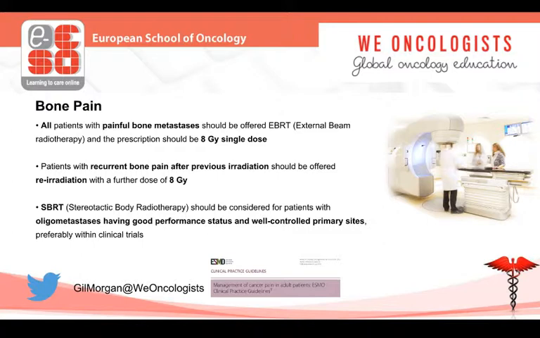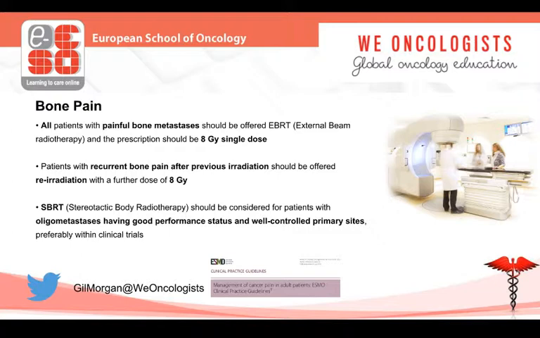Stereotactic radiotherapy is a different modality that gives radiotherapy from different positions around the body, with all beams meeting at the tumor site. The tumor is able to receive a high dose of radiation, and the tissues around it only receive a low dose, and this lowers the risk of side effects. This is done with patients with oligometastasis who have good performance status and well-controlled primary sites.